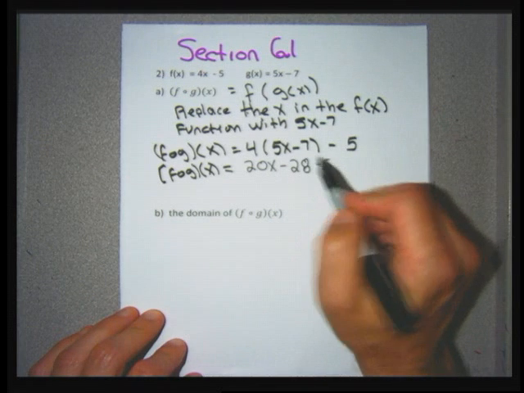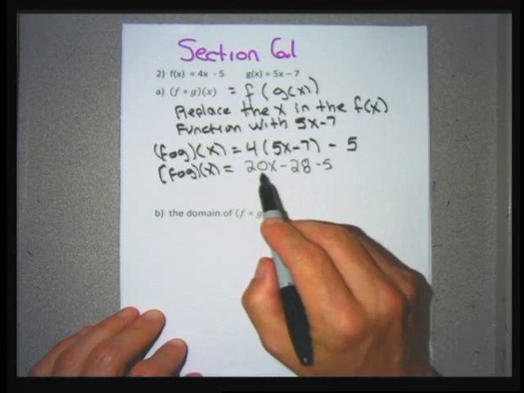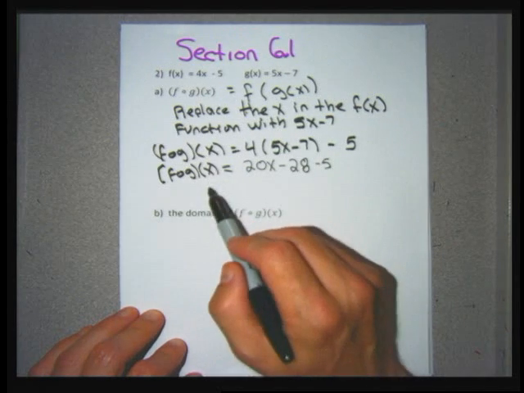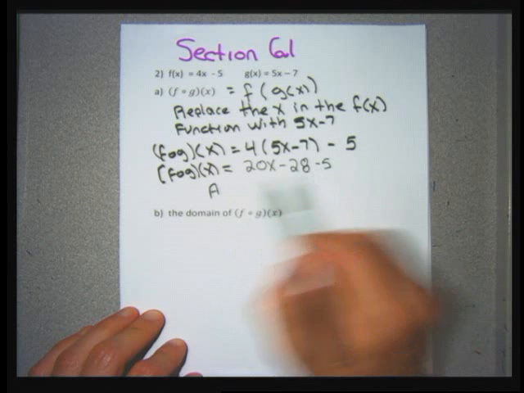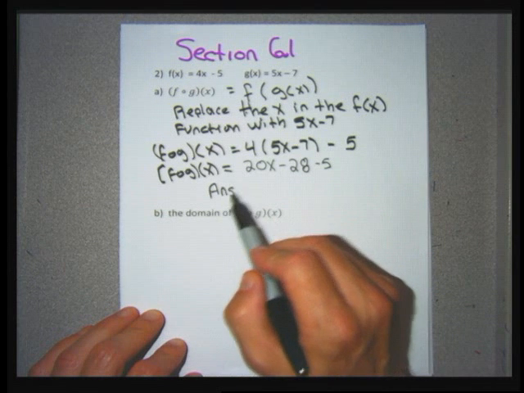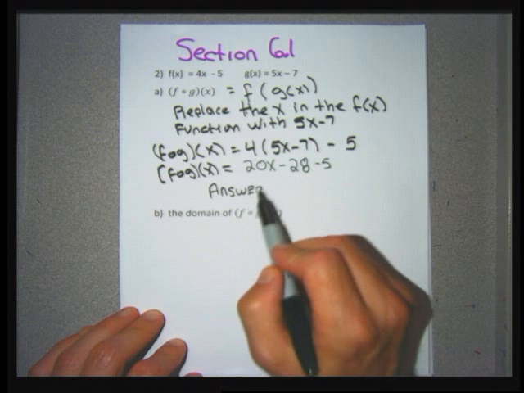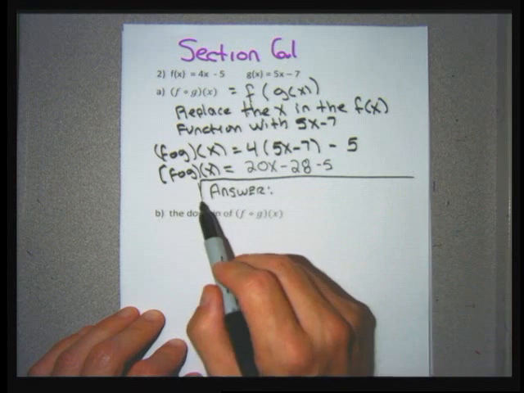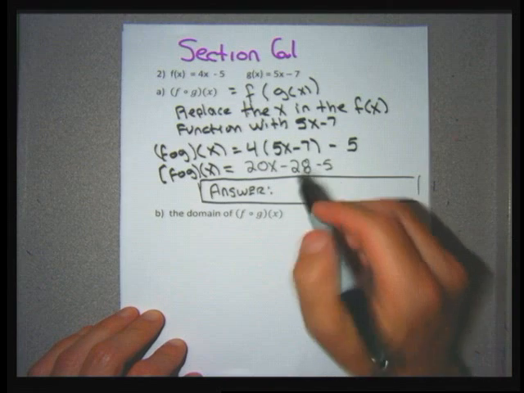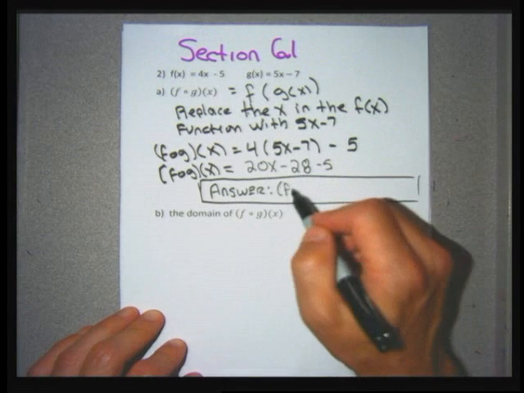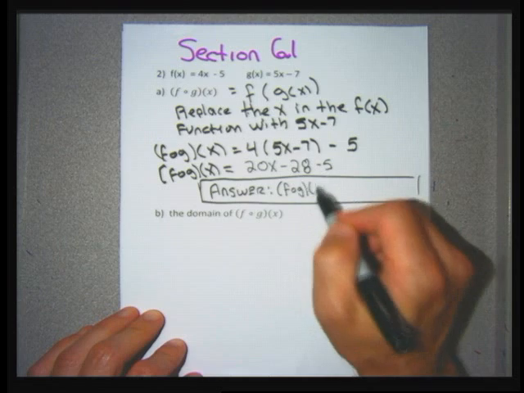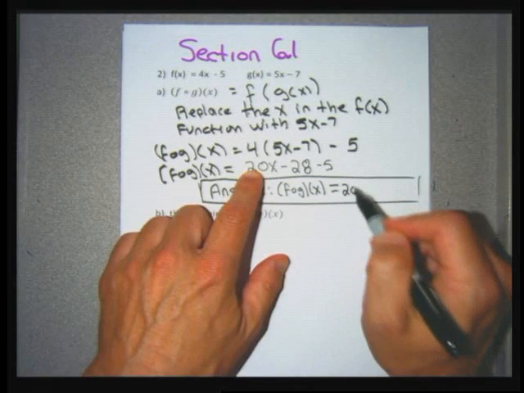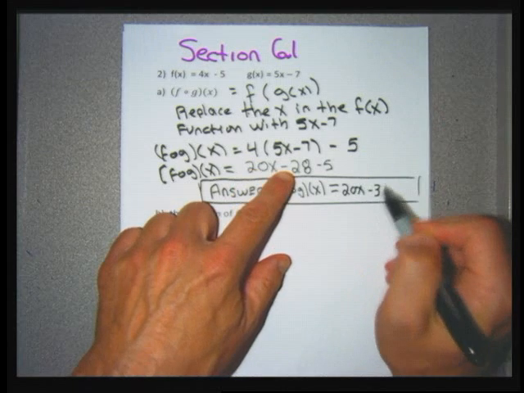I clear the parentheses. I get 4 times 5x, which is 20x, 4 times minus 7, which is minus 28, minus 5. I'm going to combine the minus 28 and the minus 5 into a minus 33, and I'm going to write my answer. You don't necessarily have to write the original problem with the answer, but it's not such a bad thing to do either. I'm going to write f composed with g of x equals 20x minus 33.